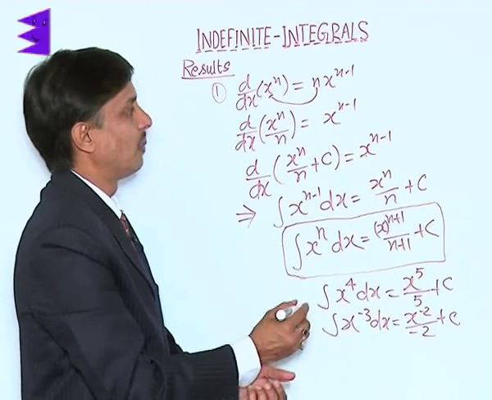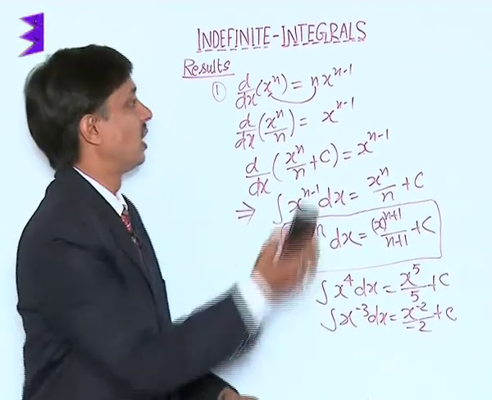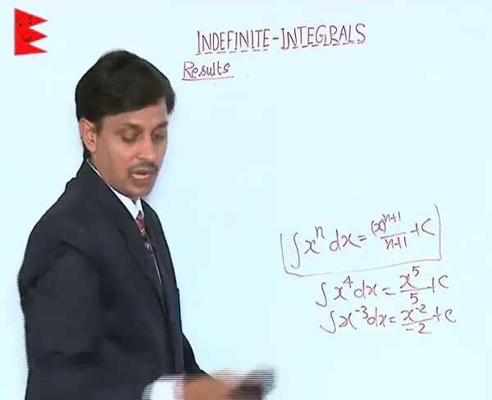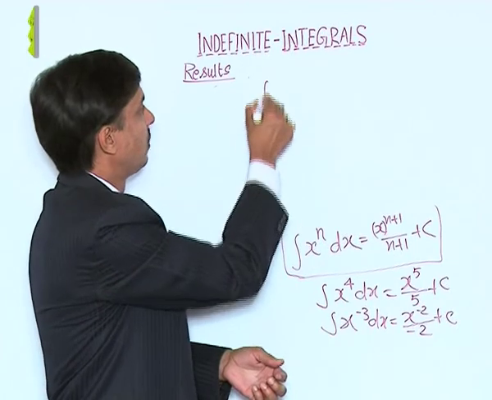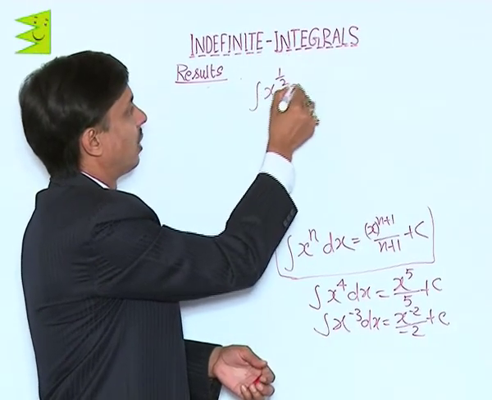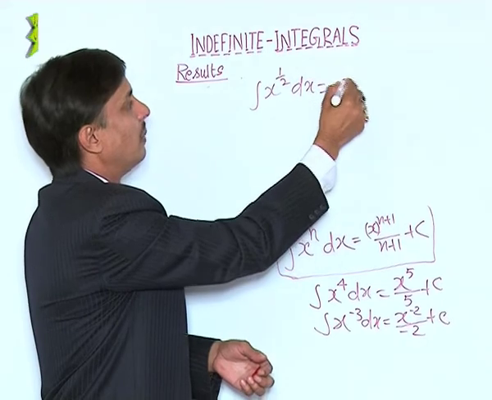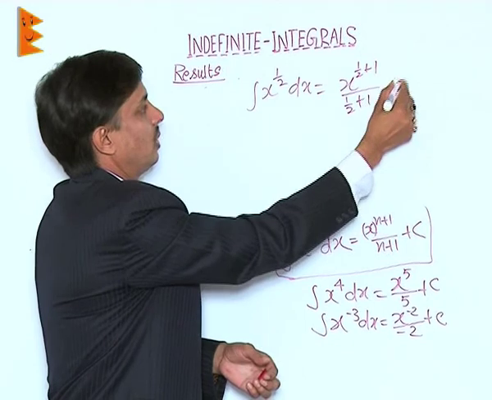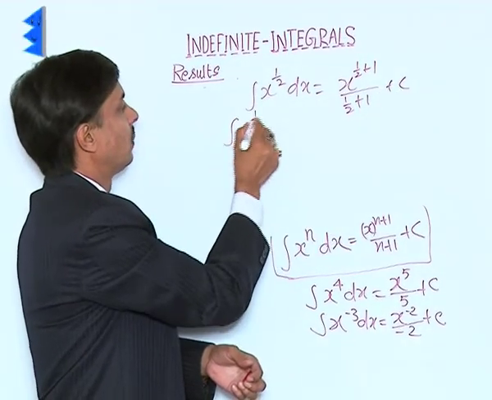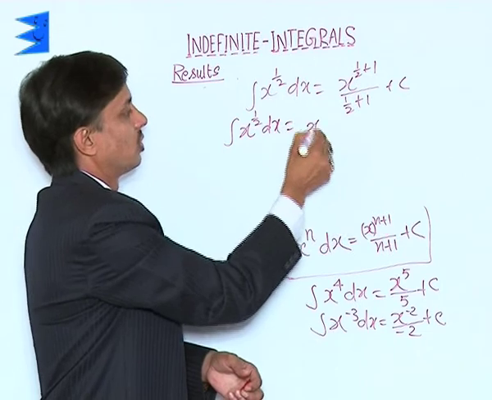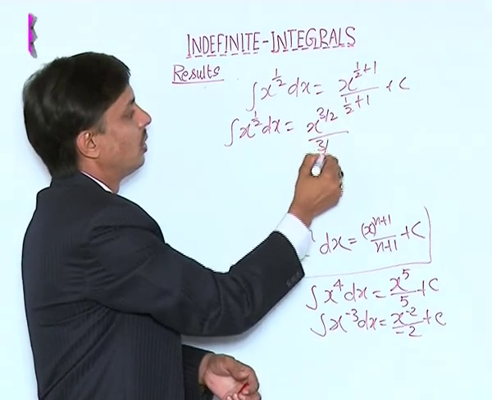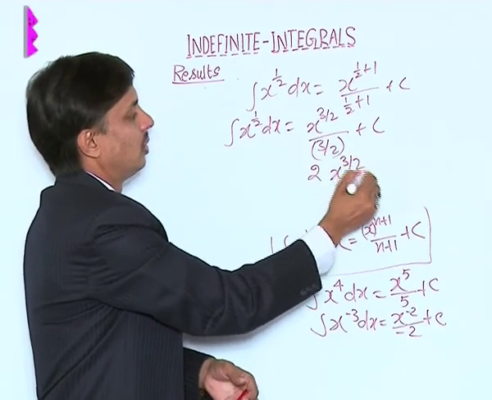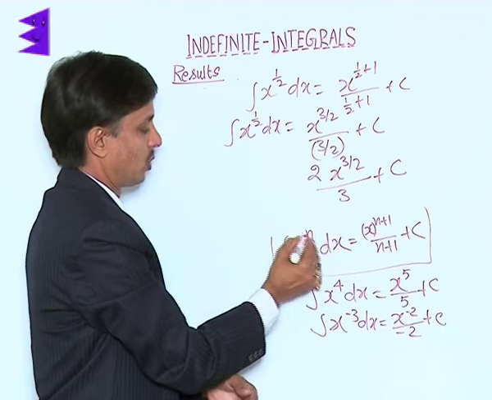The same is also applicable for fractional powers. So what will the formula be if the powers are fractions? Suppose you want to find the antiderivative of x to the power half. It will be x to the power half plus 1 upon half plus 1 plus c. So the integration of x to the power half dx stands as x to the power 3 by 2 upon 3 by 2 plus c. So this becomes 2x to the power 3 by 2 upon 3 plus some constant.